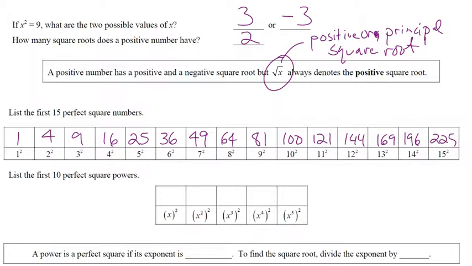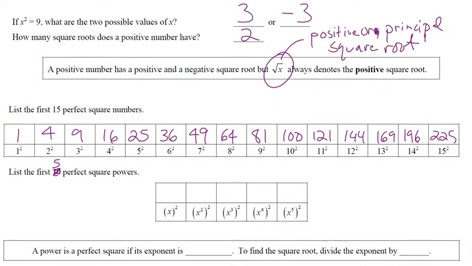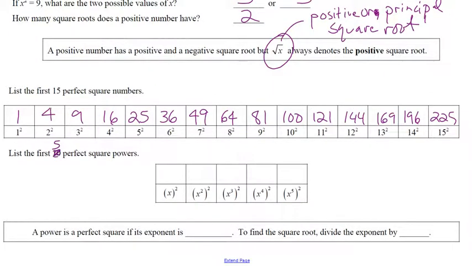List the first 10 now. On your sheet it should say 5, right? Because there's only 5 blanks there, so I think I edited that. List the first 5 perfect square powers.